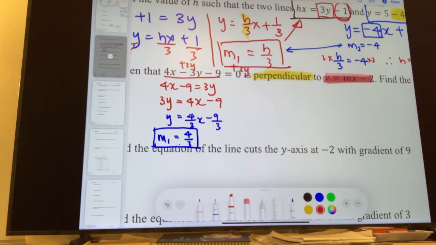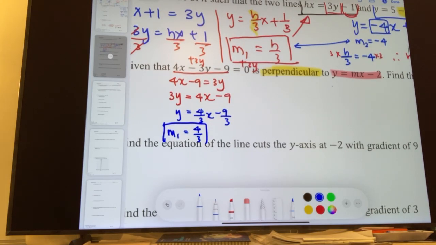What is the gradient? You're already in the good form, is that correct? So what is your M2? Your M2 is going to be, the gradient is here, it's just the m. So I'm going to write it down. And something that we have to remember, when two things are perpendicular, this is a fact to remember, M1 times M2 must equal to -1. Whenever you see the word perpendicular, this is what you do.